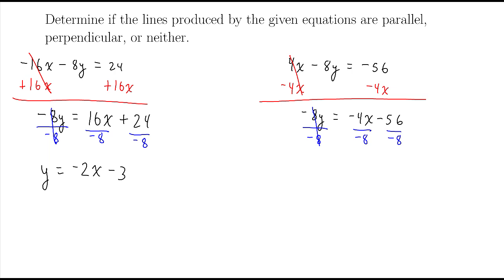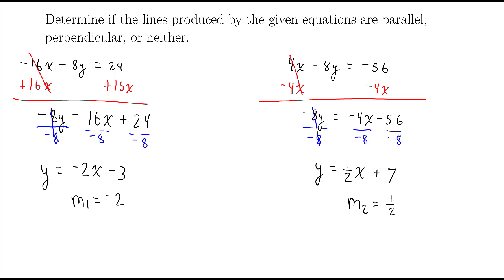Those will cancel, leave me with y equals negative 4 over negative 8 is a positive 1/2. So we have 1/2 x. Negative 56 over negative 8 is a positive 7. So we have 1/2 x plus 7. Okay, we need to compare their slopes. So the slope of the first line is negative 2. The slope of the second line is 1/2.